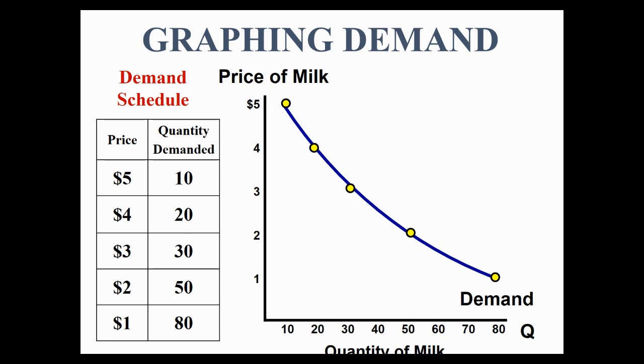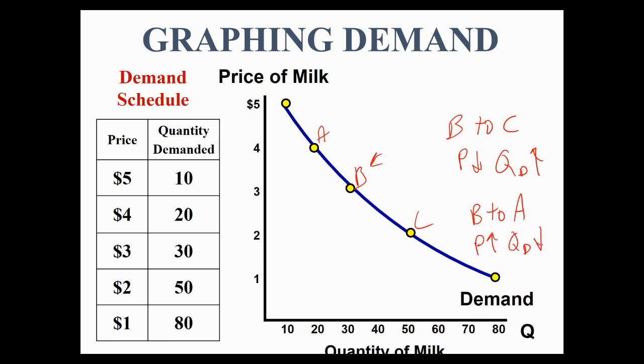So we know as the price goes down, quantity demanded goes up, and as the price goes up, quantity demanded goes down. Now, just so that we're clear too, if we label this point A, point B, point C, if we go from B to C, what happened? The price went down, but the quantity demanded went up. If we go from B to A, we know the price went up and the quantity demanded fell. So please understand this. Anytime we go to the right, that's an increase. And anytime we go to the left, that's a decrease.